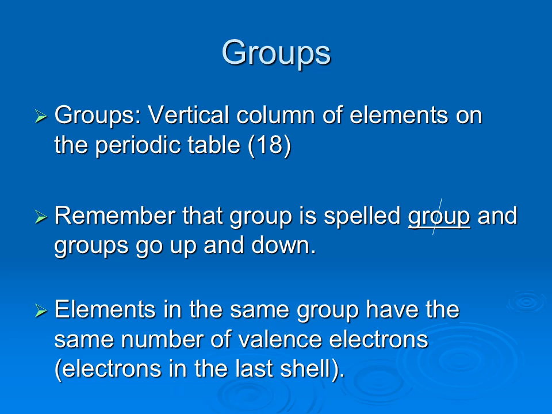Elements in the same group have the same number of valence electrons. Remember, valence electrons are the electrons in the outermost shell. And you can tell how many there are by looking at the group number, which is the little gray box up at the top. And remember, we don't look at the transition metals. We go from 1 to 2, and then we don't use 3 through 12 if you're looking at the periodic table, but we start back up at 13. So we do 1, 2, and then go to 13 through 18.